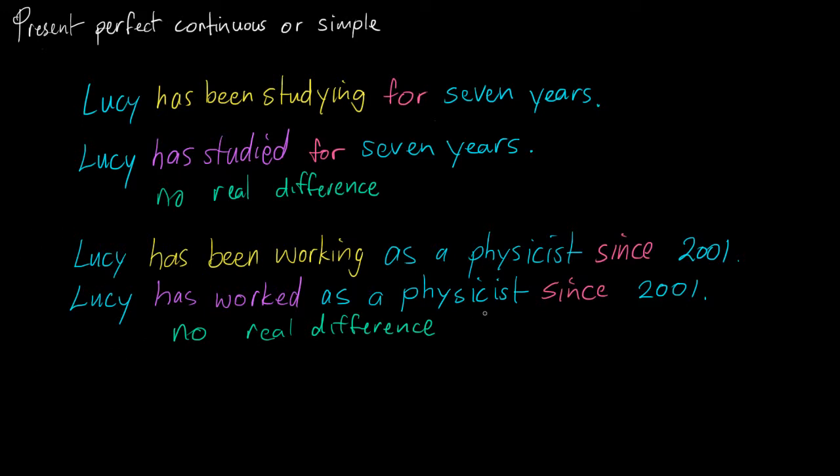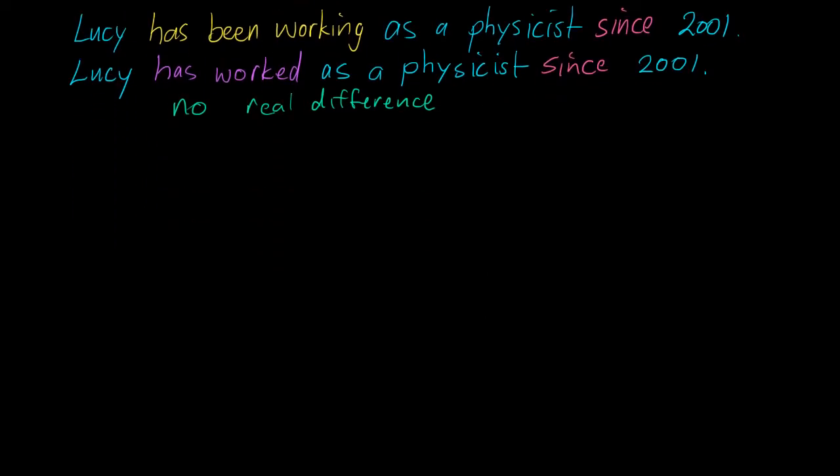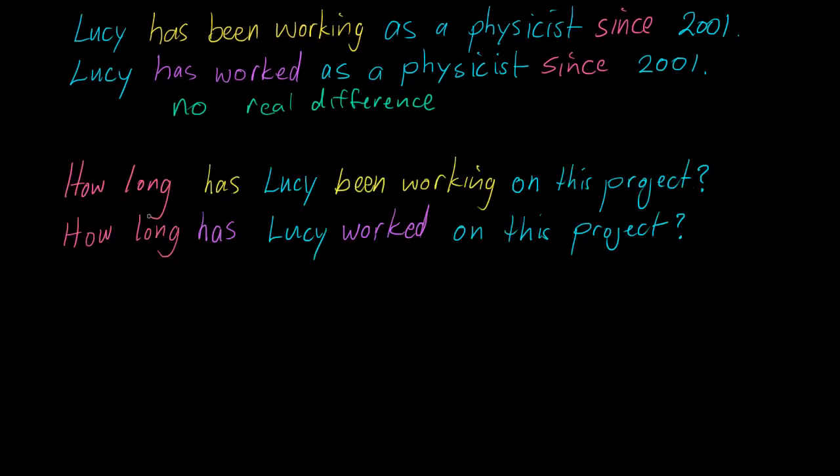So let's move up a bit, look at the next one, which is how long. So how long has Lucy been working on this project, and how long has Lucy worked on this project? We've used how long here to ask the question for the amount of time, the length of time, the period of time. So just as we saw in the first example with using for and then a length of time, the question will also be very similar grammatically in that it won't matter which one you use. So again, there's no real difference in this case.